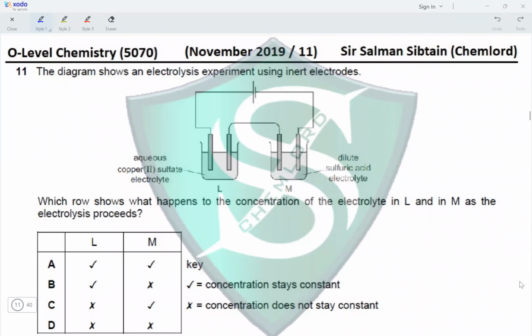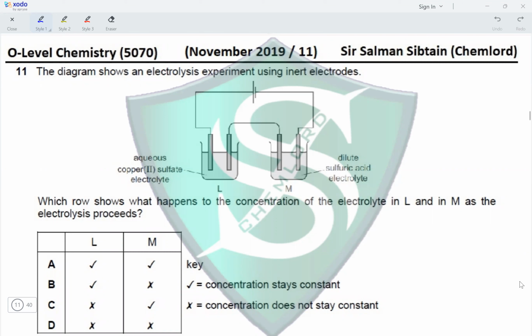Hi guys, this is O-level chemistry, paper 11, November 2019, question 11. The diagram shows an electrolysis experiment using inert electrodes. Okay, so we have aqueous copper sulfate in setup L, and we've got dilute sulfuric acid as the electrolyte in setup M.